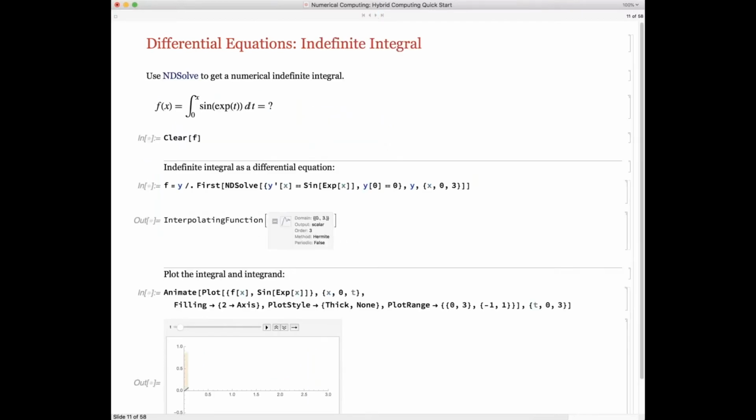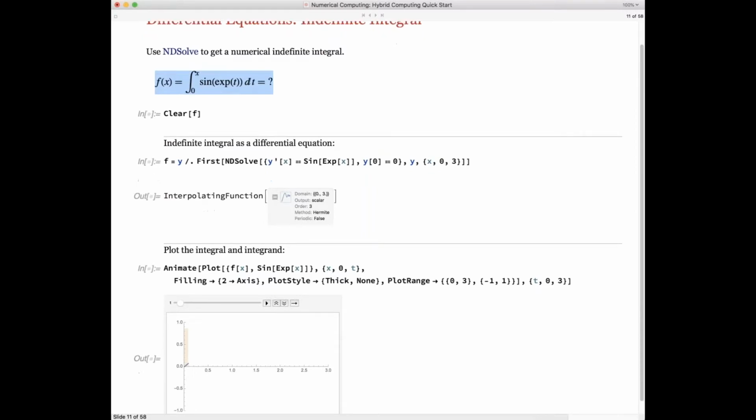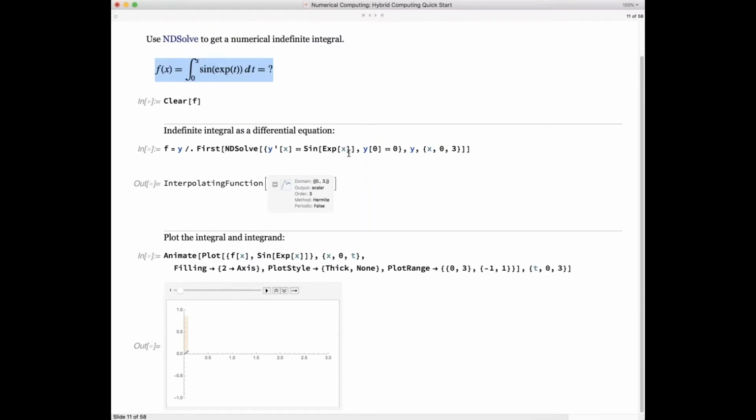A useful special function of NDSolve is to get a numerical indefinite integral. In this case, we want to integrate an approximate function. This is equivalent to f satisfying this equation, which we can solve with NDSolve. We then have the indefinite integral function as an interpolating function, and then we can also animate the function along with its integrand.